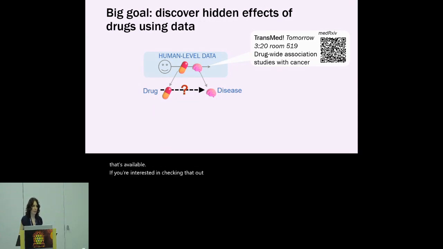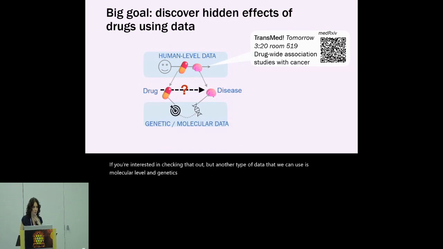Another type of data that we can use is molecular level and genetics level data. That is, we have information on the genes and pathways altered by a drug and the genes that are involved in a disease. And we can use that to investigate if there's some connection between these two entities that could explain why a drug might impact a disease.